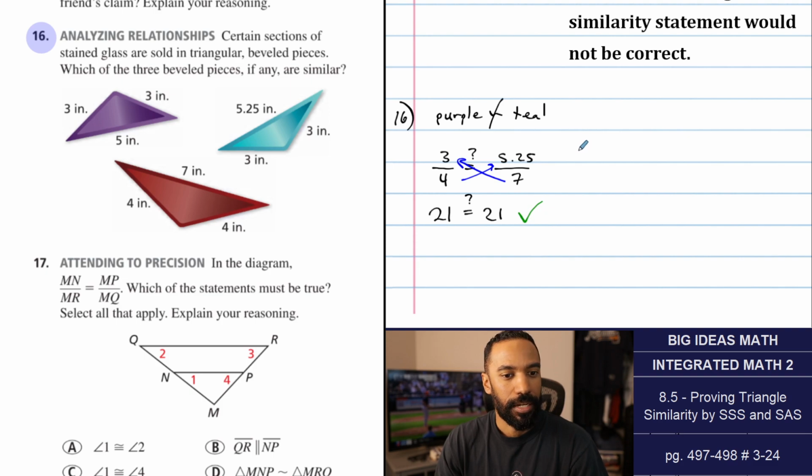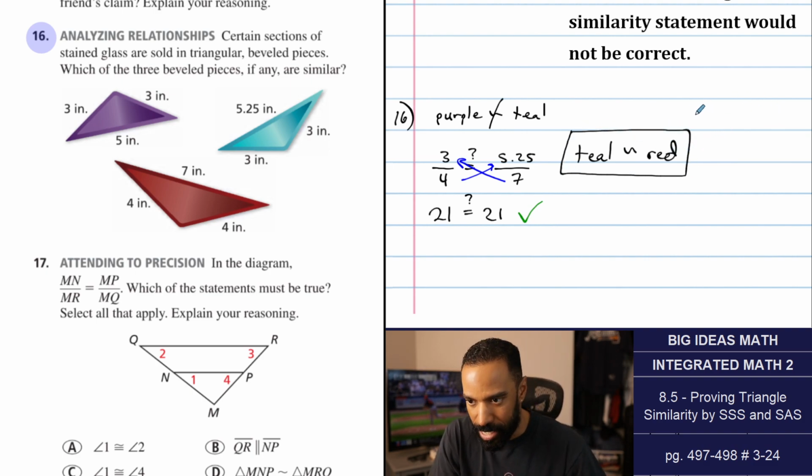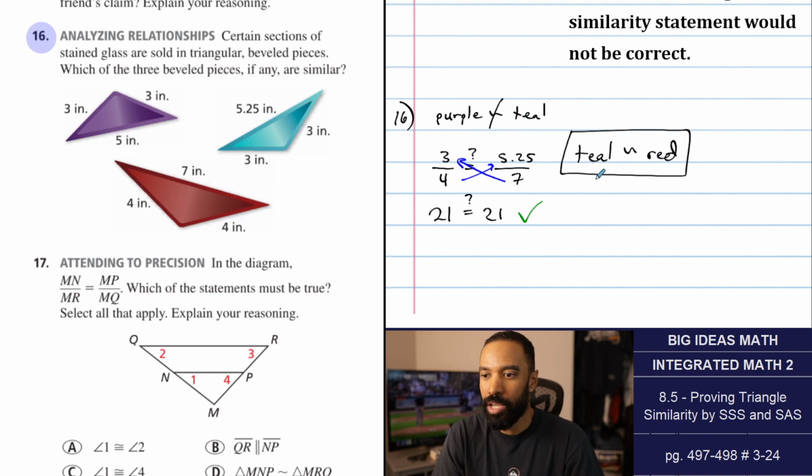So the teal triangle is similar to the red triangle. And clearly the purple one will not be similar to it because it's not similar to teal. It's kind of that transitivity property thing. So these are the two that are similar, teal to red.